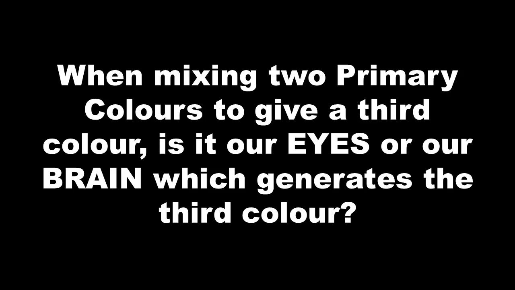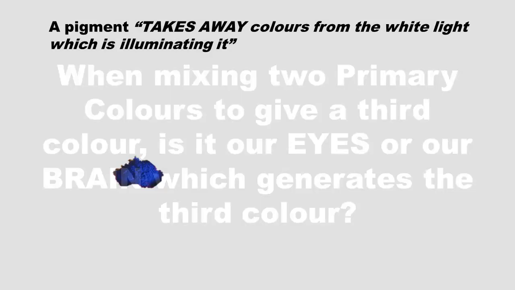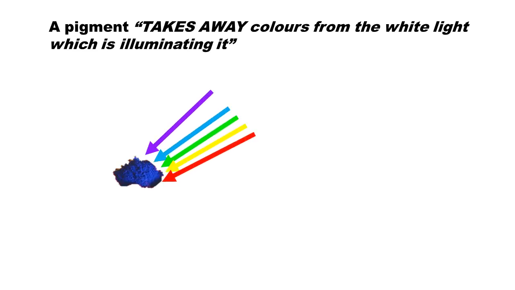Our next question was, when mixing two primary colours to give a third colour, is it our eyes or our brain which generates the third colour? Remember, a pigment takes away colours or hues from the white light which is illuminating it. Most hues are absorbed, and one or more hues are reflected. The reflected hues give the object the colour we observe.